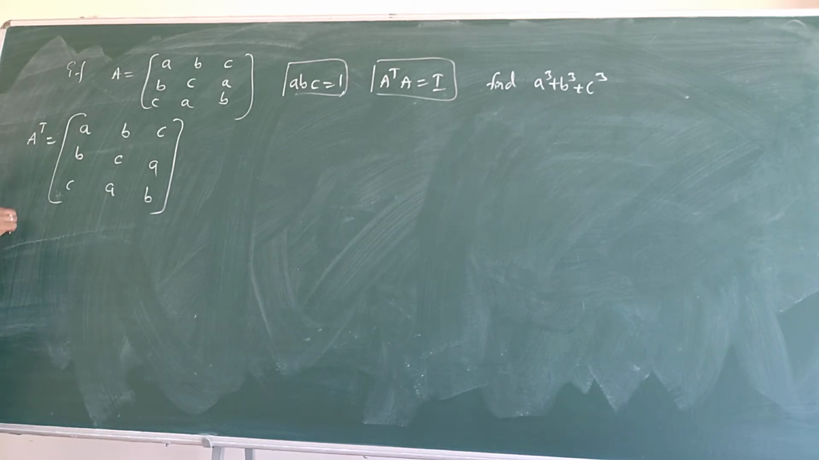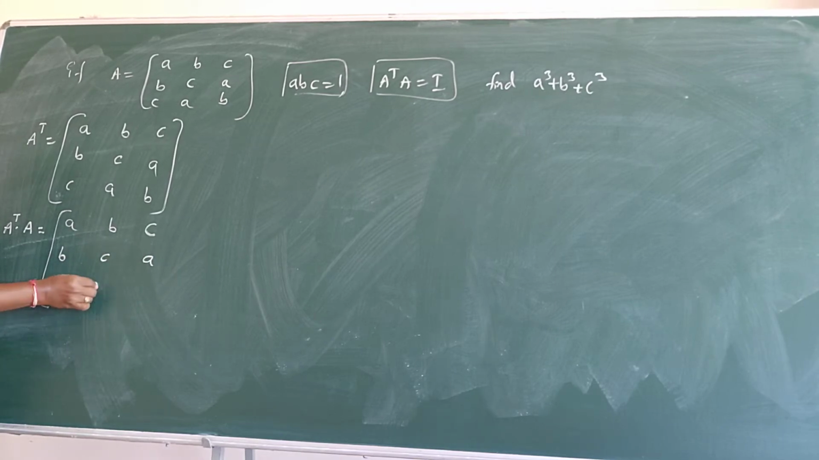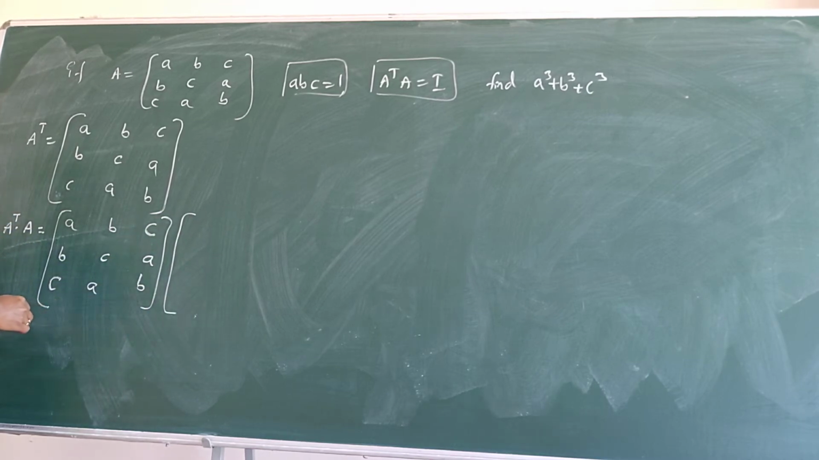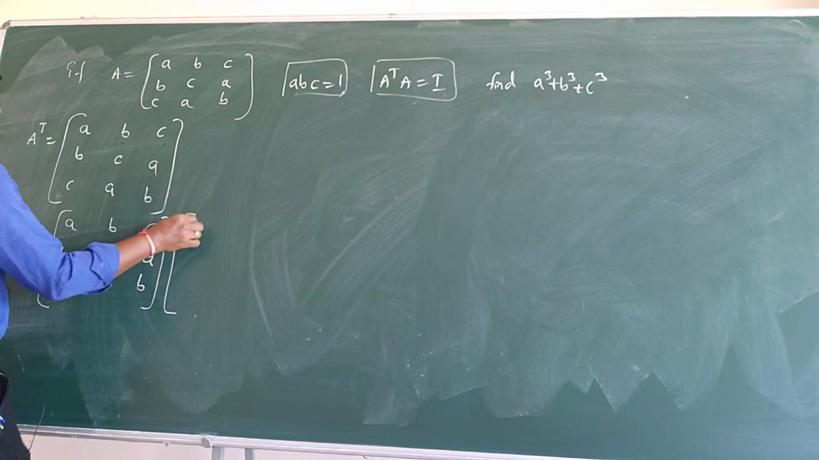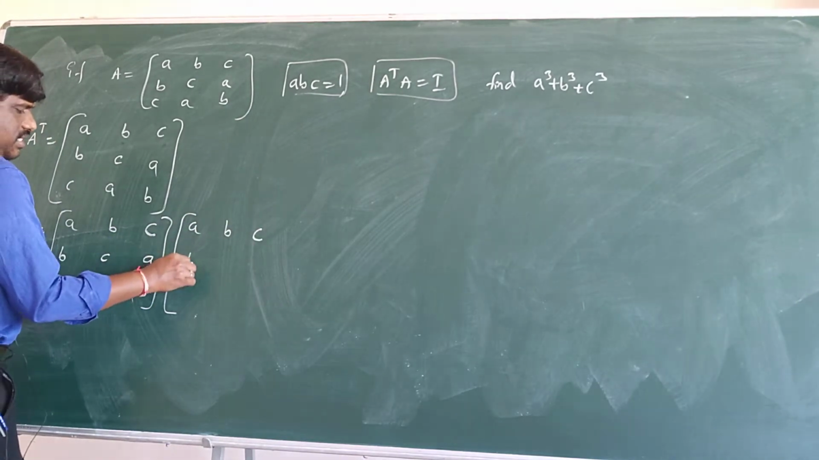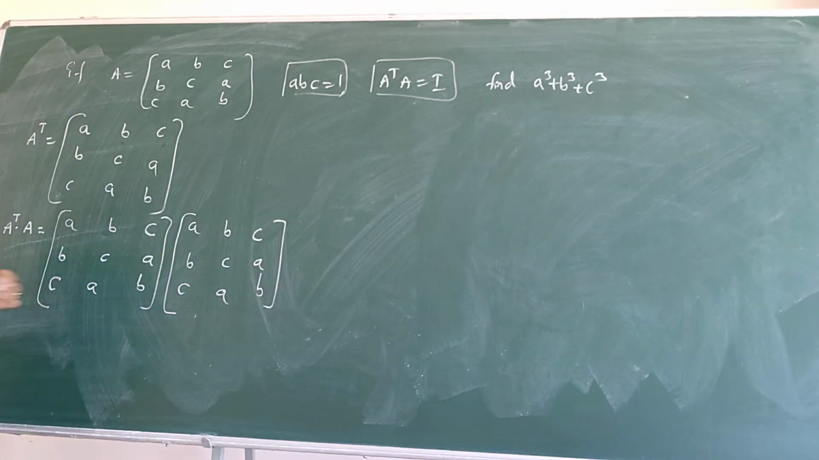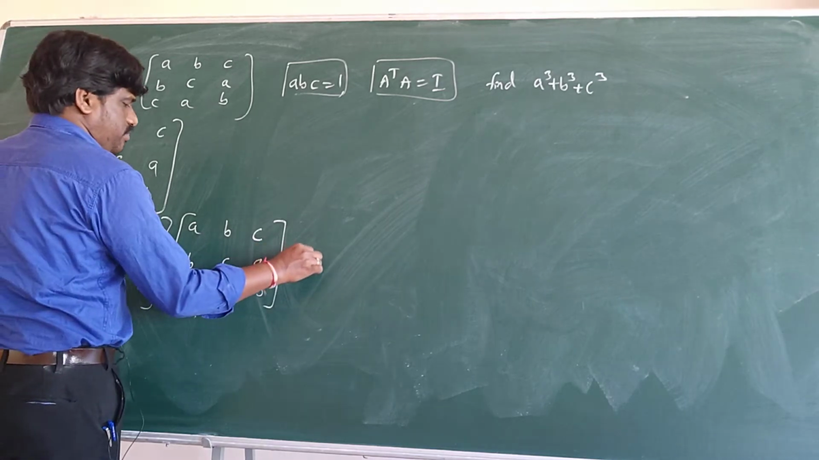So A transpose into A is equal to I, they have given. A transpose into A means what is A here? A transpose is A, B, C, B, C, A, C, A, B, into A, which is A, B, C, B, C, A, C, A, B. Now we have to multiply these both, and this is equal to I.